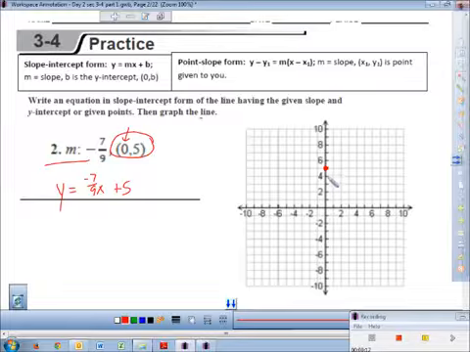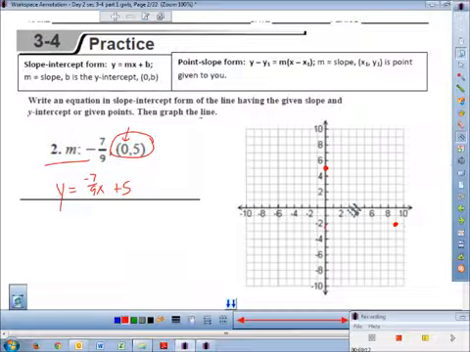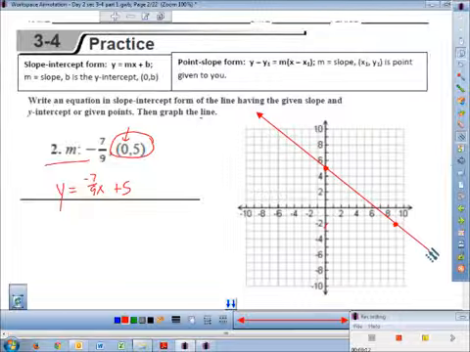And then we'll go down 7, 1, 2, 3, 4, 5, 6, 7, because that was a negative 7, and to the right 9. And like I said, I always want to try to get 4 points on the graph if possible, but this slope is preventing me from putting any more. I can't go down 7 to the right 9. I can't even go up 7 to the left 9, so all I can get is 2 points. So we'll take our straight edge and we will connect those dots together.